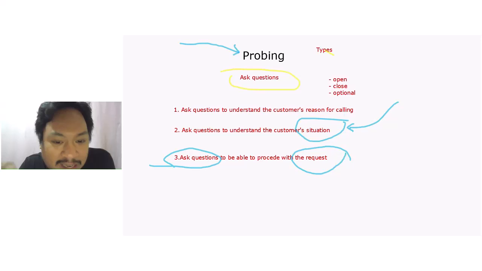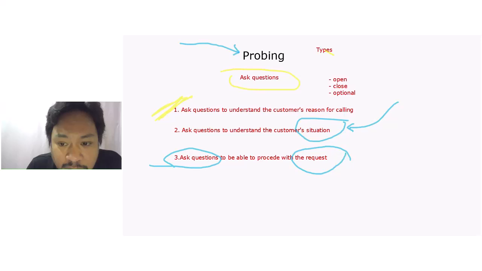So halimbawa, si expert, marunong na siya nung number one. If the expert is already good with asking question to understand the reason for calling, when I say reason for calling, basic reason. Is it billing, troubleshooting, handset upgrade? Is it an account change? So yun yung mga basic reason na gusto mong ma-achieve sa number one.